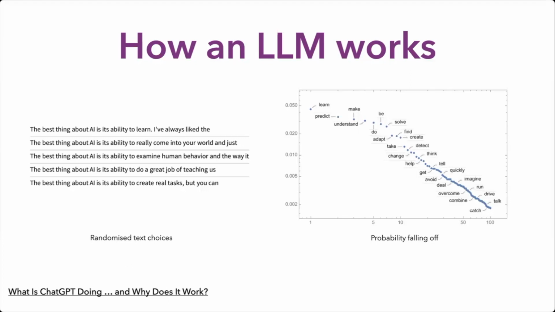In the image on the right-hand side, we've got all the words and their different probabilities. Learn would be the most probable word to come after that particular sentence. But then also predict, slightly less probable, but not far off it. And then make, understand, do, be, solve, adapt, and so on. You can see the probability of each of those words falling off. So basically, when it's looked through the internet, they are less and less likely to be seen. They're not as common when we're looking at that particular phrase.